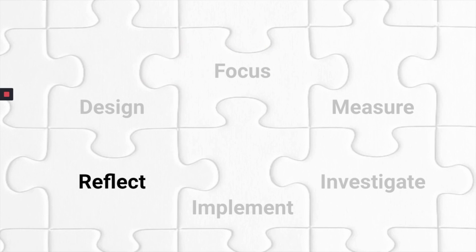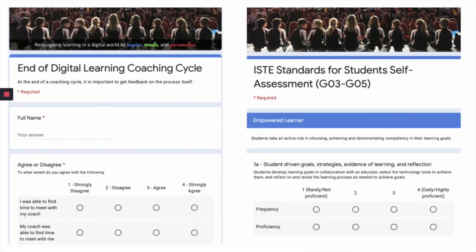And then the final stage of reflect, because part of the coaching cycle, part of design thinking, is about improving our practice in a metacognitive sense, thinking about the coaching process and how we can get better as coaches, thinking about the teaching process, how we can get better as teachers, measuring that, reflecting on our experience.